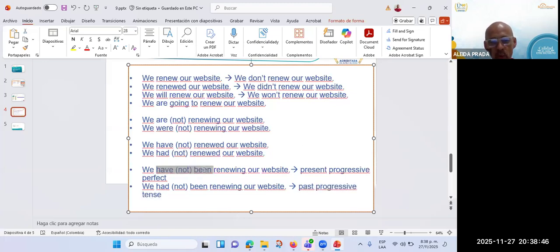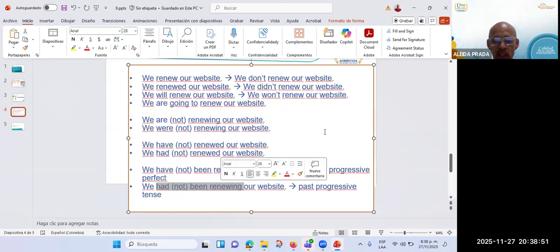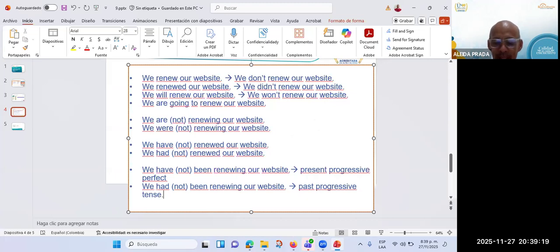We have not, or we have been renewing, or we had been renewing, es un tiempo pasado o presente progresivo perfecto, en el que se dice que es una acción que ha empezado desde el pasado y se ha venido realizando hasta ahora, ¿no? Nosotros hemos estado renovando, o sea, la acción empezó en el pasado y todavía continúa, ¿no? Se utiliza en ciertas oraciones nada más. Y pues es importante que ustedes la conozcan y que la manejen.